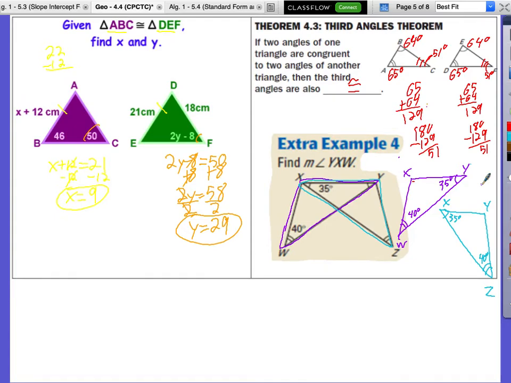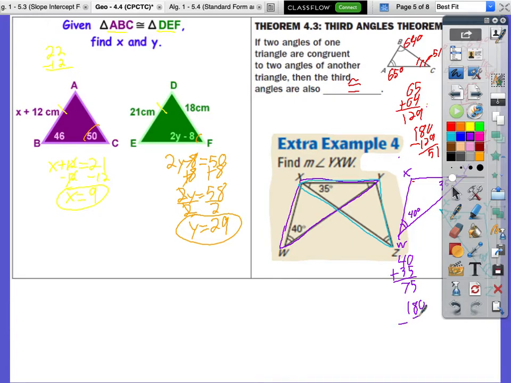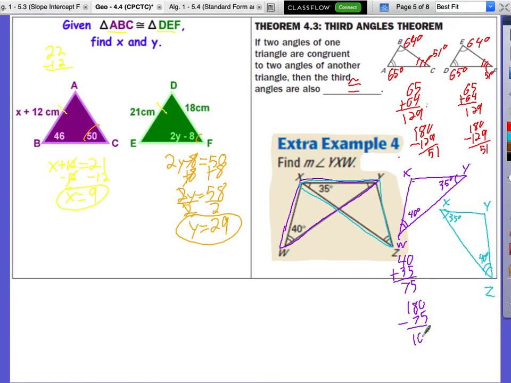Zach: Can you add W and Y and then subtract from 180? Why? Because triangles add up to 180. Very good, because all angles of a triangle have 180. So if we add W and Y, we get 40 plus 35, 75. 180 minus 75 is 105. So this angle is 105 degrees. So we answer the question by saying the measure of angle YXW is equal to 105 degrees.